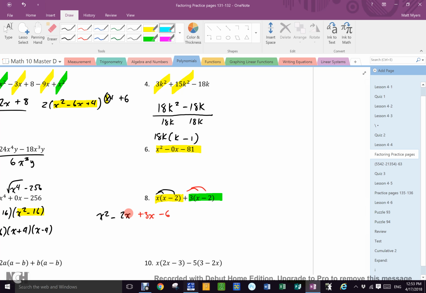What do you see there? Like terms. So what do we do? Collect them, which gets me x squared plus x minus 6, correct? That looks like a multiply-add situation, doesn't it? Do I know numbers that will multiply to negative 6 and add to 1? What are they? Is it 1 and 6? Is it 2 and 3?